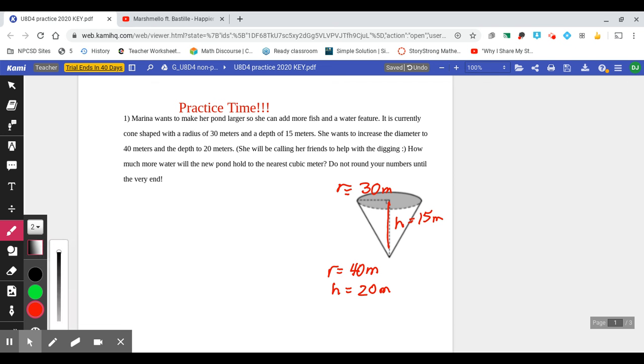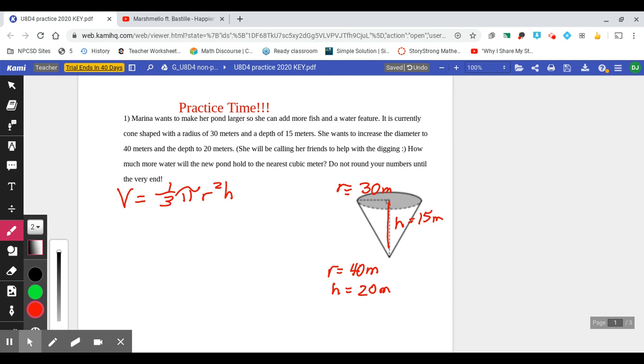One of the most important things about doing this problem is what I've given you, this little clue. Don't round your numbers until the very end. Since we have a cone, go to your reference sheet, don't use your memory, and look up the formula: volume equals 1/3 pi r squared h. The area of a circle is pi r squared times the height. That would be a cylinder.